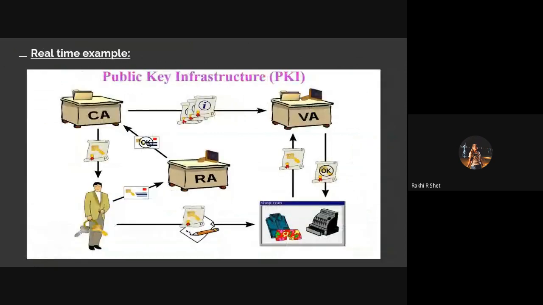So for example, we can see a user who has both a public key and a private key giving the information to the registration authority. On successful approval by the registration authority, this information is sent to the certification authority. The certification authority will issue the certificate, and this certificate will be verified and shared with the next connected user. So this is how a real-time example of PKI works.